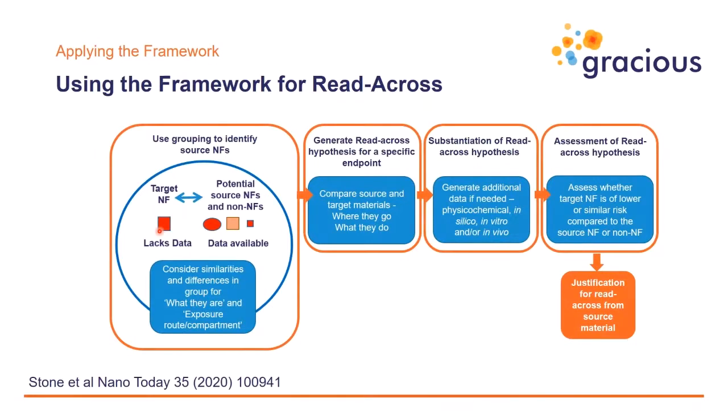So the idea is that you use your grouping hypothesis to generate a read across hypothesis. You use your data matrix to decide whether to accept or reject your read across hypothesis, so that you then have a justified read across decision from your source material to your target material.